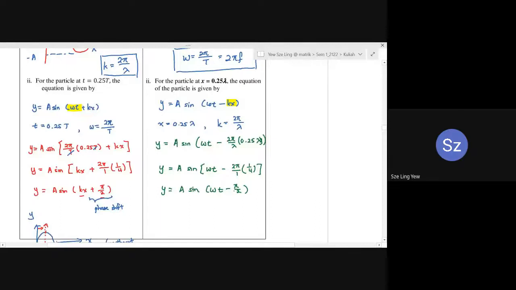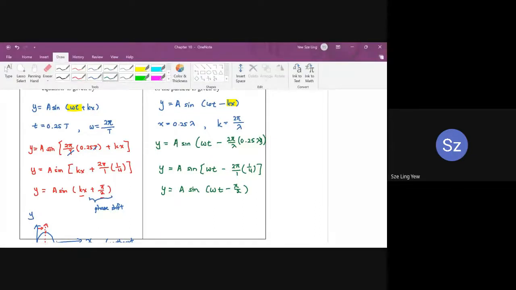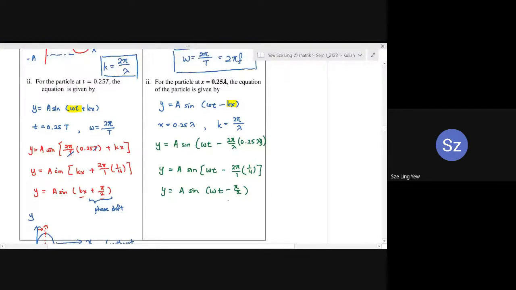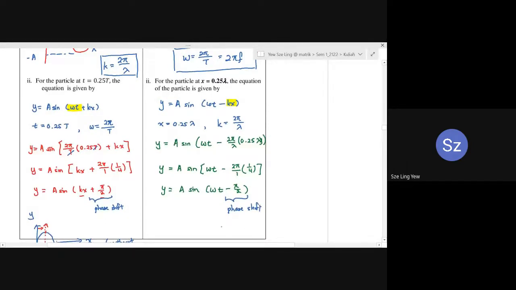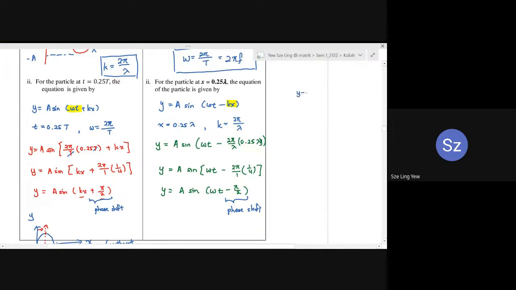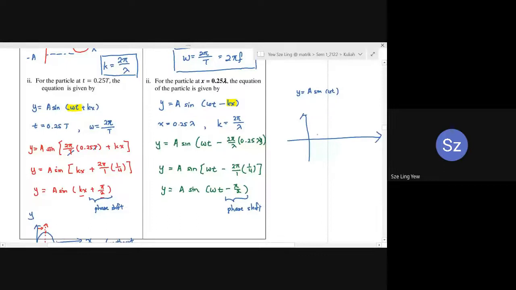So rather than a plus, now you have a negative phase shift. Okay, so again, this part is our phase shift. Negative means our graph propagates to the left-hand side, so it shifts to the left-hand side. Now I'm going to sketch a graph without phase shift first. Without phase shift, I'm going to sketch the graph for y equals a sine omega t first. So without phase shift, this is the graph.